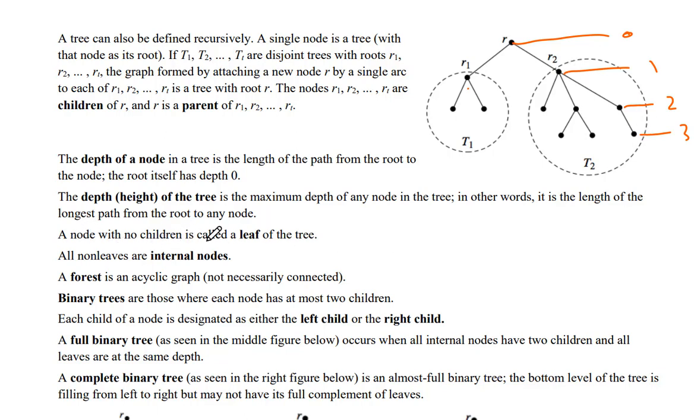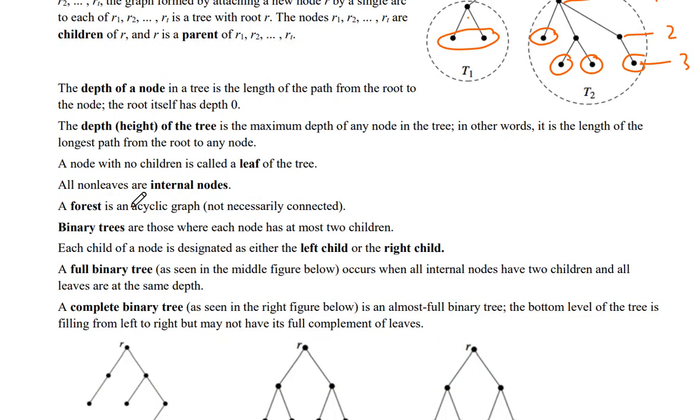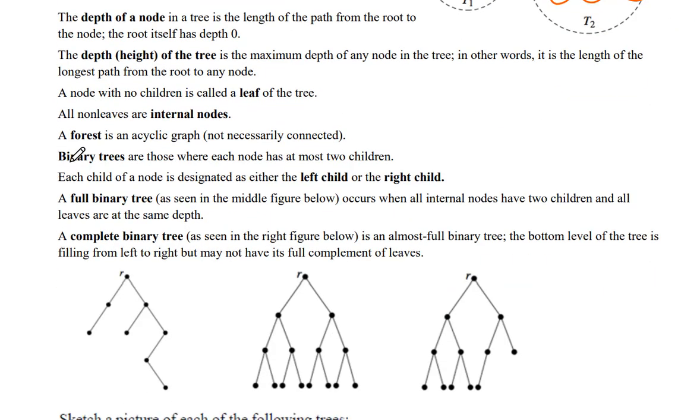A node with no children is called a leaf of the tree. So these are leaves right here. And so all of these are leaves, the last node in the path. All non-leaves are internal nodes. So these are internal nodes, which could be roots if you take this as one cluster. A forest is an acyclic graph, not necessarily connected. So you could have one tree here and another one here, and even if they are not connected, the whole thing is called a forest.